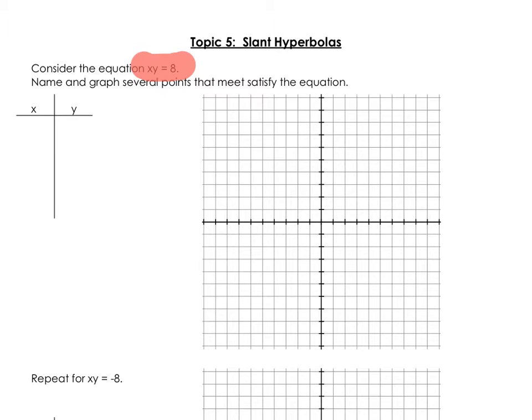Okay, so the first thing I want you to do is think of several xy pairs that work in that. Two numbers that multiply to make 8. Maybe we could pick 2 and 4, or 4 and 2. So then graph those. So what are some other numbers that multiply to make 8? Maybe you thought of 1 and 8, or 8 and 1. And then graph those.